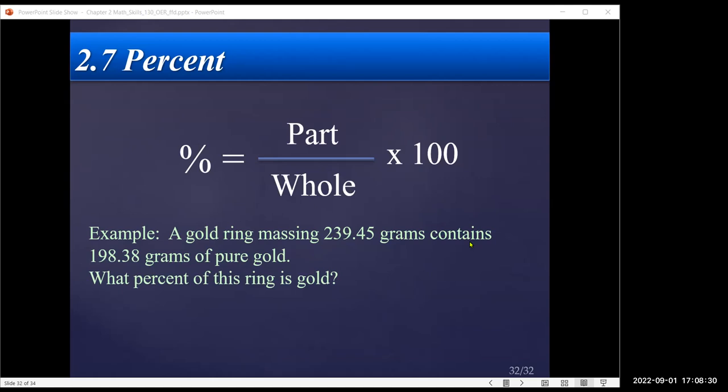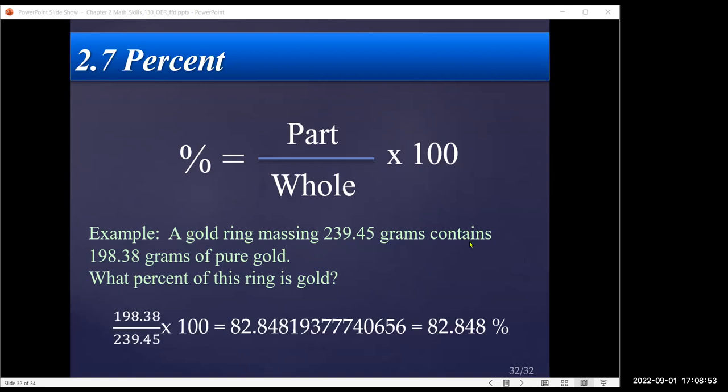So in this example here, we've got a gold ring that has a total mass of 239.45 grams. Now, it undergoes analysis for gold, and it has 198.38 grams of pure gold. So the question is, what is the percentage of gold in this ring? Well, we set the problem up as follows. 198.38 is the part. That's pure gold. And the 239.45 is the whole. We multiply it by 100.